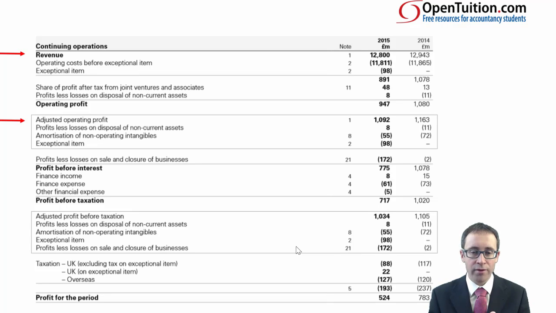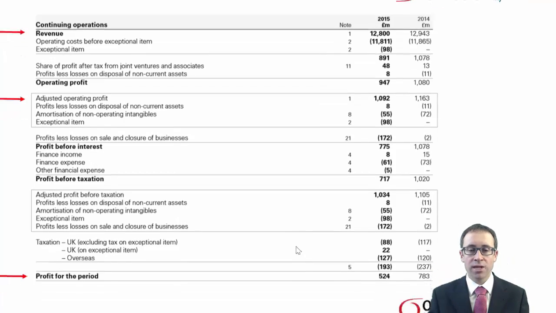So you've got the profits less losses on disposal of non-current assets. What segments does that relate to? You've got the amortization. You've got some exceptional items. What do they specifically relate to? We don't know. Well, if we look at the operating segment disclosure note, they are non-cash items essentially and could potentially be disclosed. And then what you've also got as well as the profit for the period is that they're at 524. So we're looking at the revenue of 12,800. We're looking at the profit of 524 and seeing what is then disclosed separately of it.